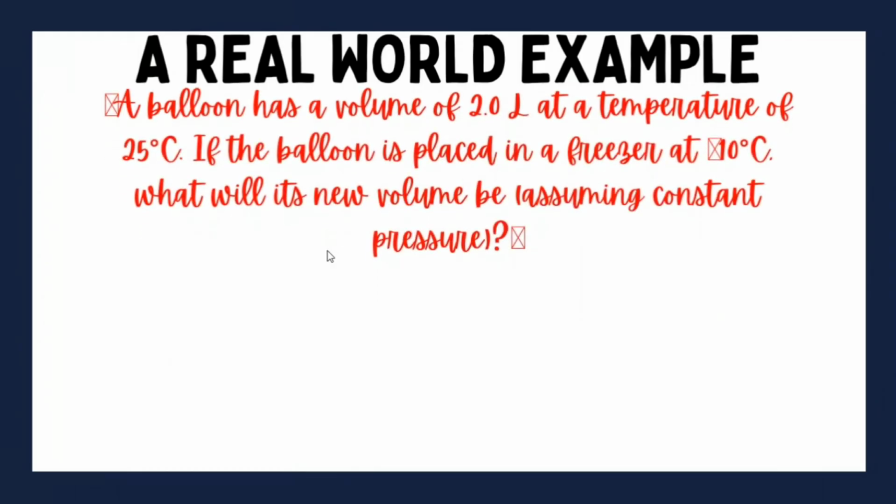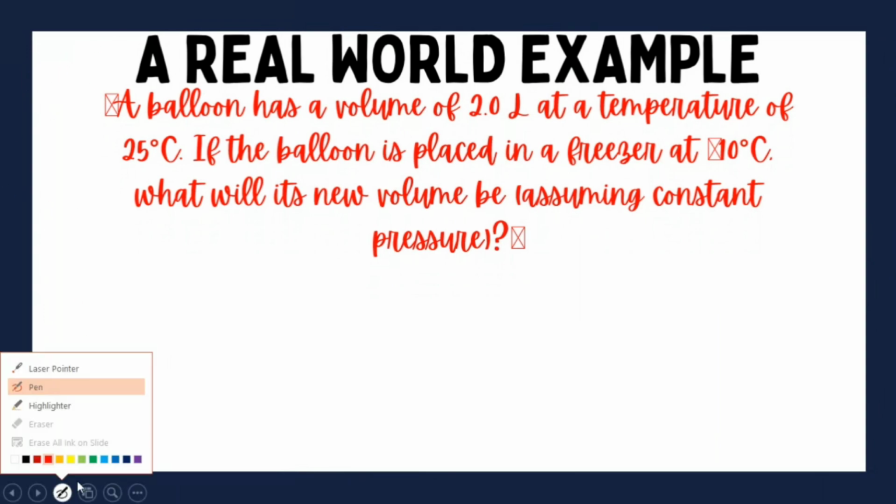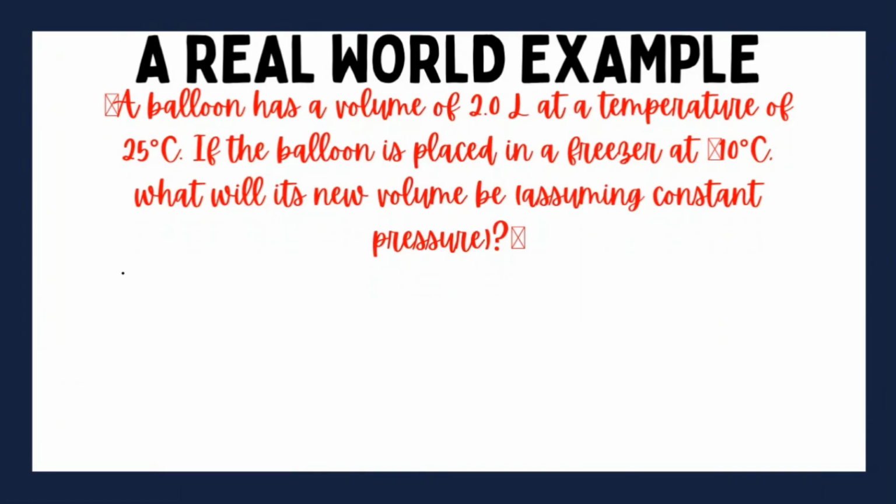Let us do a real world problem. A balloon has a volume of 2 liters at a temperature of 25 degrees Celsius. So here we have given the initial volume as 2 liters, and the temperature is 25 degrees Celsius. We can convert it into Kelvin by simply adding 273 to it. So the temperature becomes 298 Kelvin. This is my initial temperature.